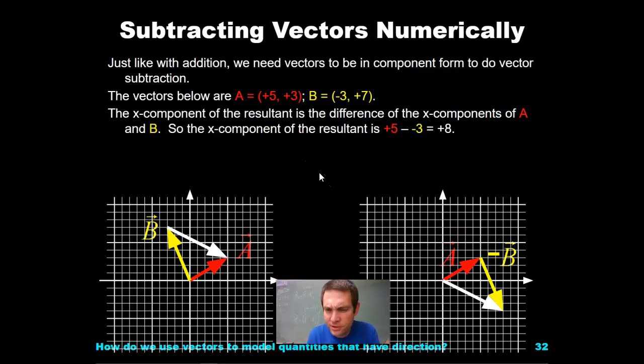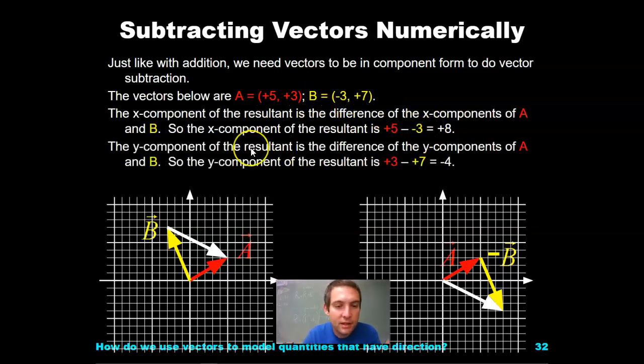The x component of the resultant is the difference of the x components of a and b. So the x component of the resultant is 5 minus negative 3, which gives us a positive 8. The y component of the resultant is the difference of the y components of a and b. So the y component is 3 minus positive 7 equals negative 4.